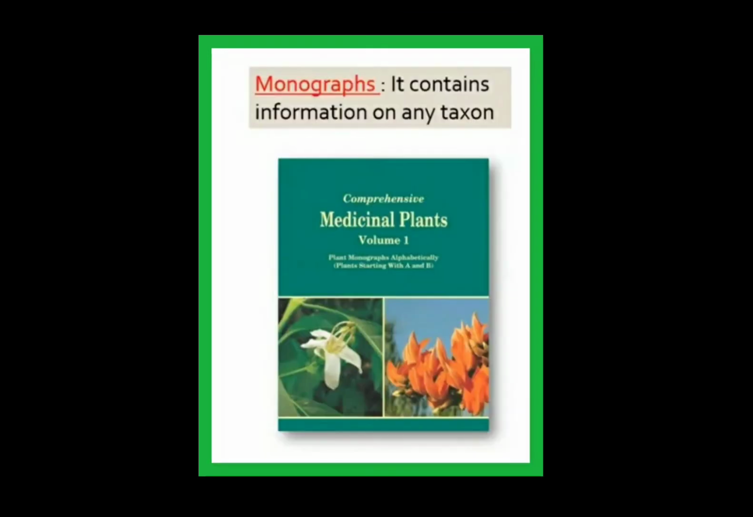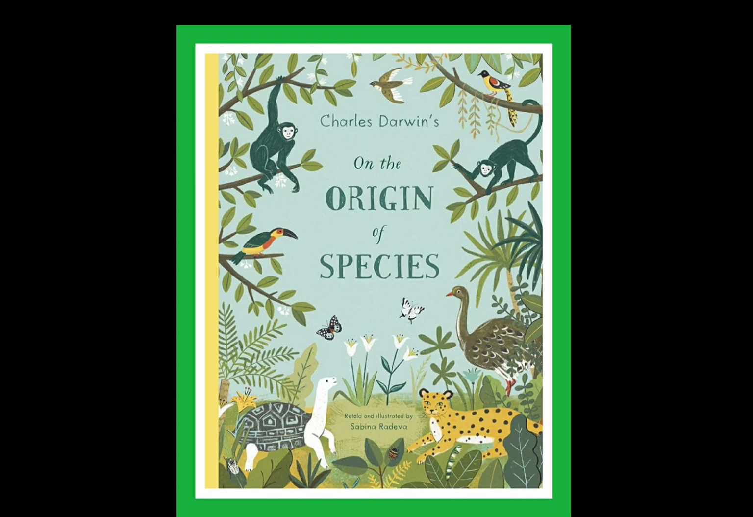The third one is monograph. It is a book which contains information about only one taxon, like kingdom, phylum, class. Origin of Species is a popular book written by Charles Darwin where he wrote about a taxon called species. So that's the best example for a monograph.